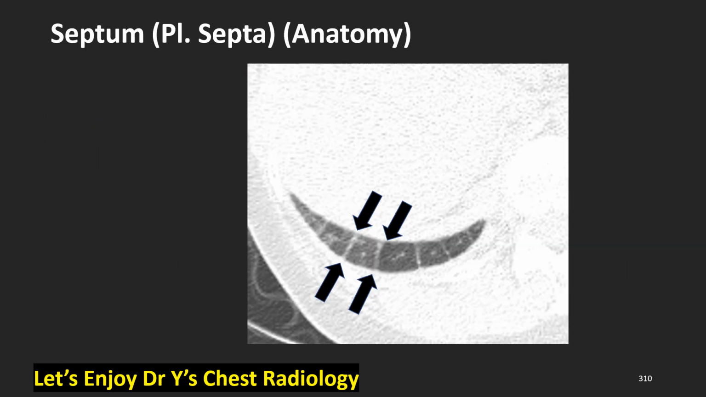Septum, pleura, septa, anatomy. Arrows indicate septum in right lower lobe.